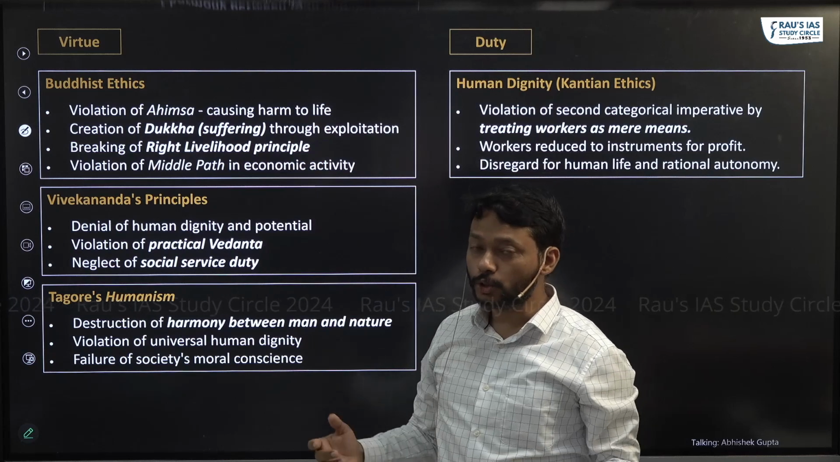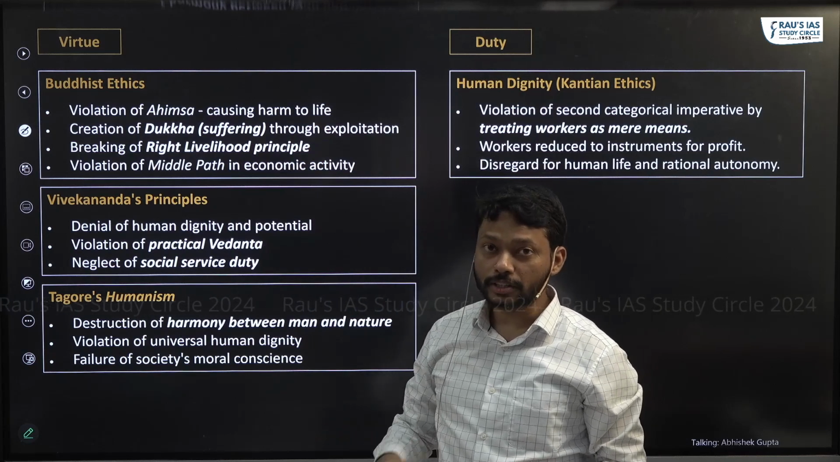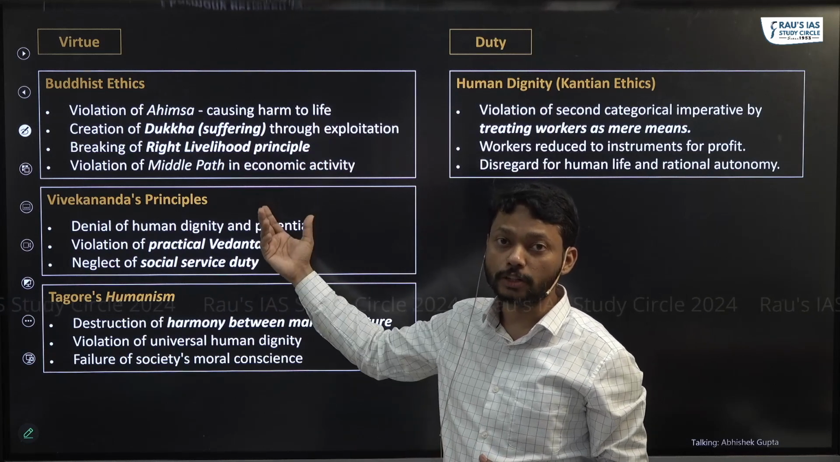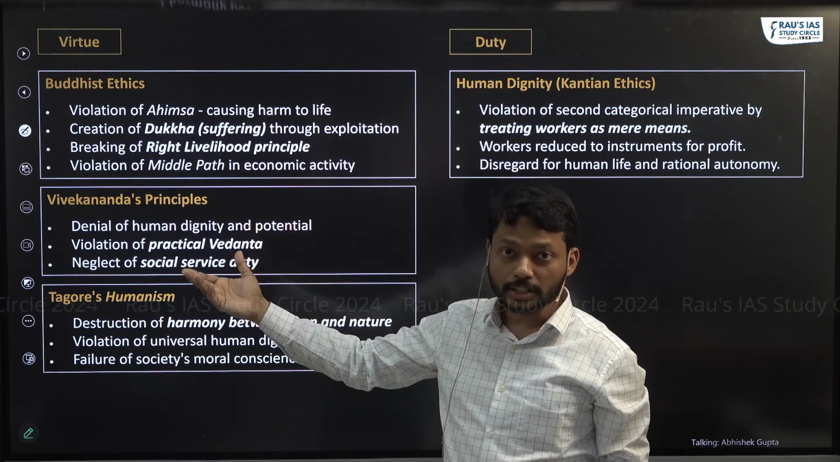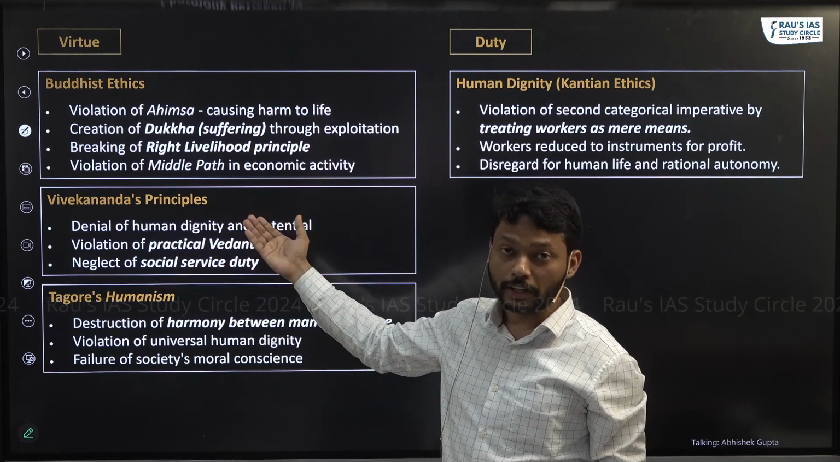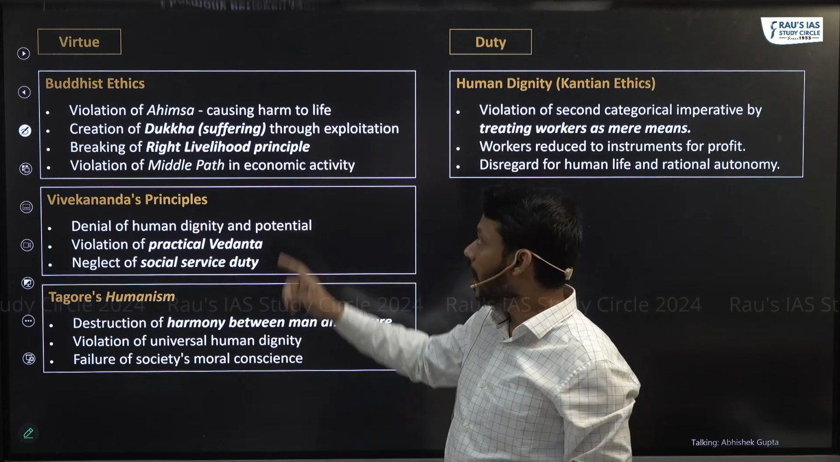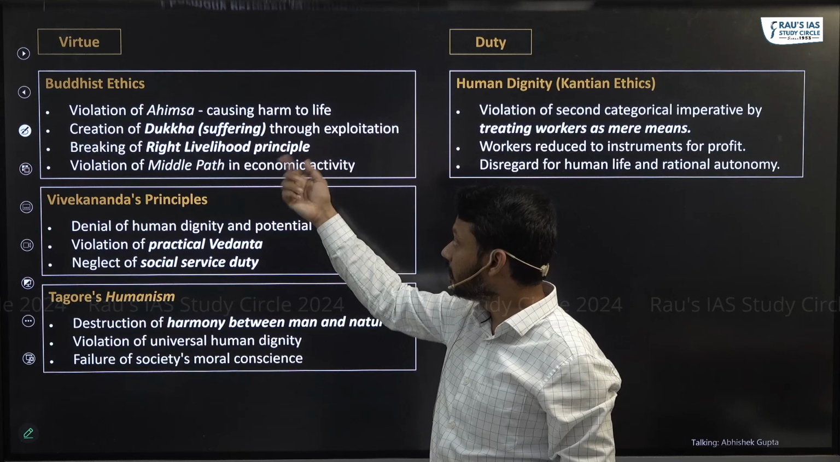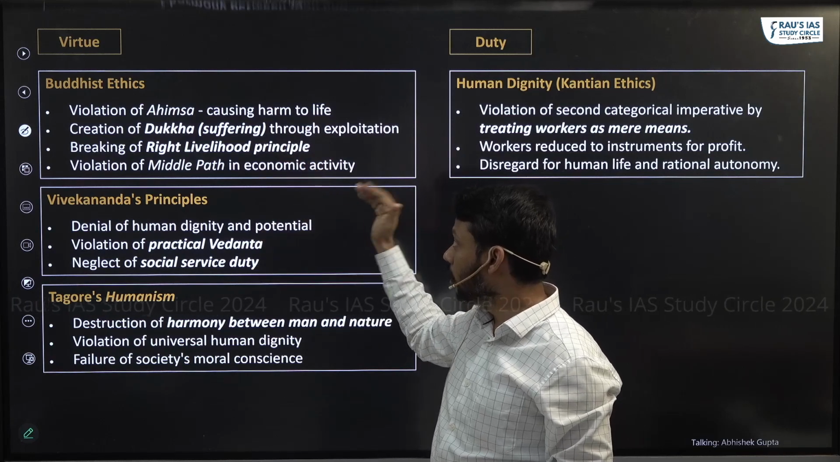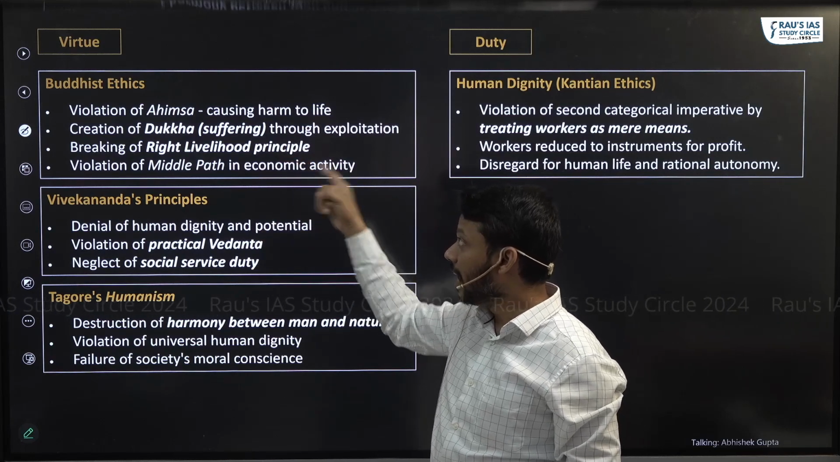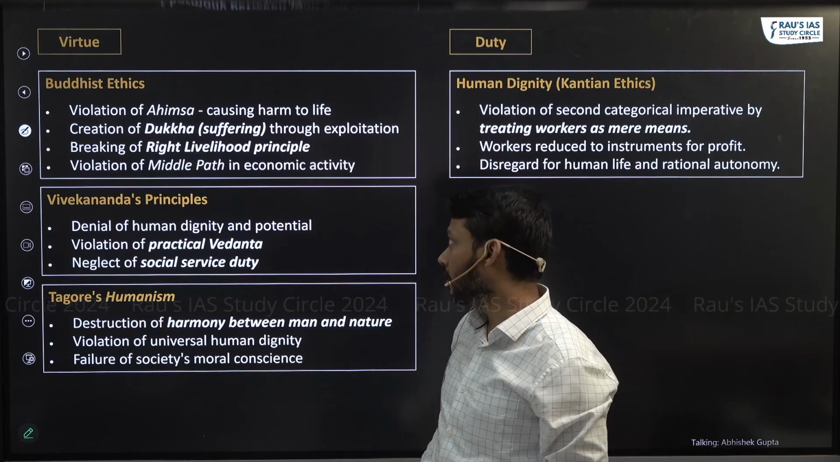And if we have any source of income, we have to see in the process that we are not creating more suffering in the world, dukkha, to the environment, indirectly to the people, or to the employees, in this case, the rat hole miners. And if you're causing suffering and dukkha and creating livelihood, in case of the corporates, the mine owners, that is violation of the Buddhist ethics.